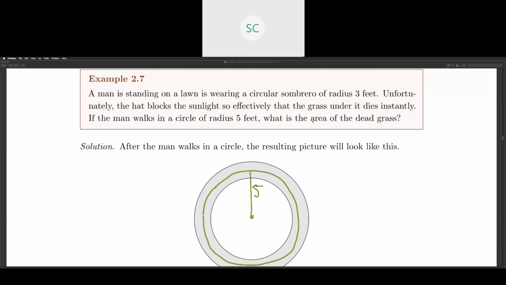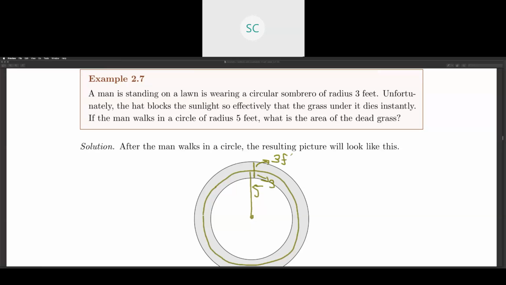Okay, so a good start for every geometry problem is to always draw out the situation. So here you can see that he's walking in a radius of 5 feet, and fortunately this isn't to scale, but we know that the circular sombrero has a radius of 3 feet. The gray is the dead grass, by the way. We're told that this is 3 feet long. Similarly, this is 3 feet.